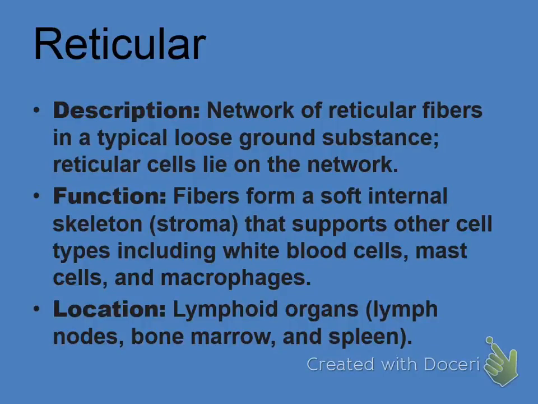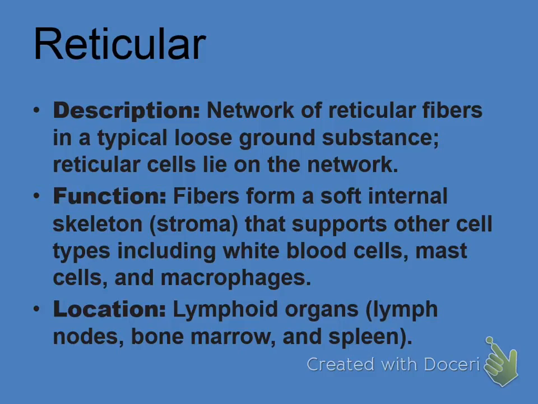Reticular tissue is kind of a network of fibers. It has a loose ground substance, but it forms a network. So we have the white blood cells, the mast cells, and the macrophages. Now, macrophages are white blood cells that creepy crawl all through your body looking for things to eat. They're phagocytosis little creatures, basic little cells. They wrap around the bacteria, surround it, and then eat it, dissolve it.